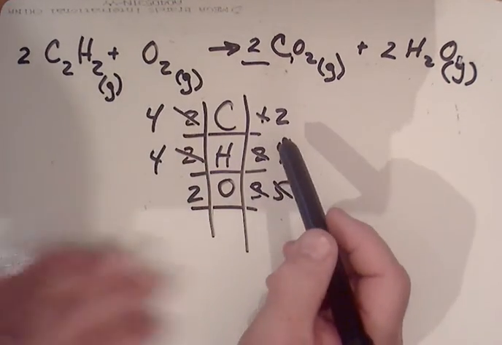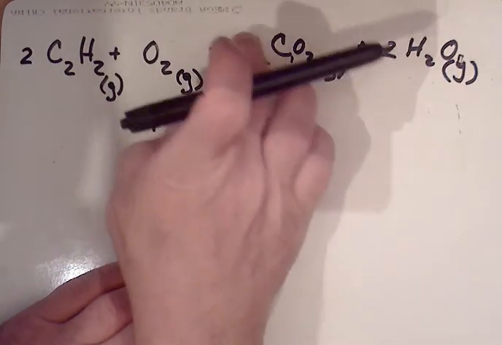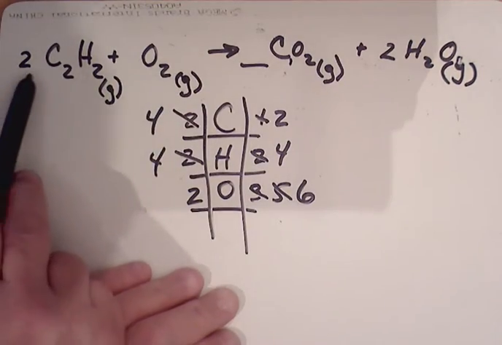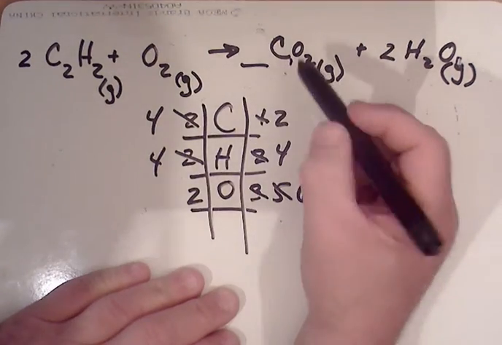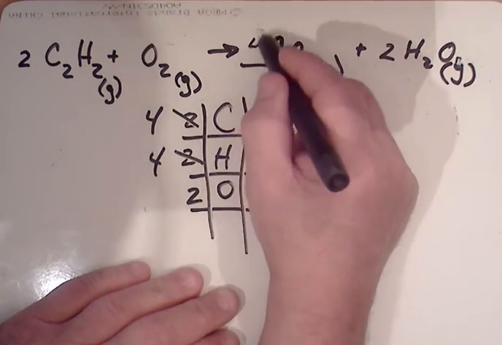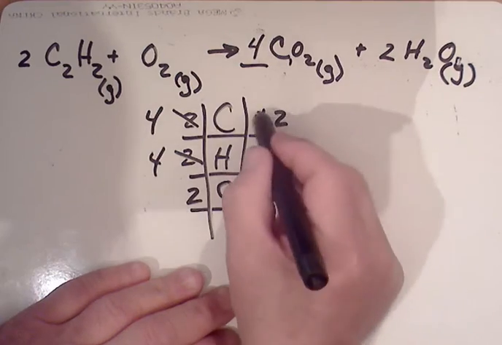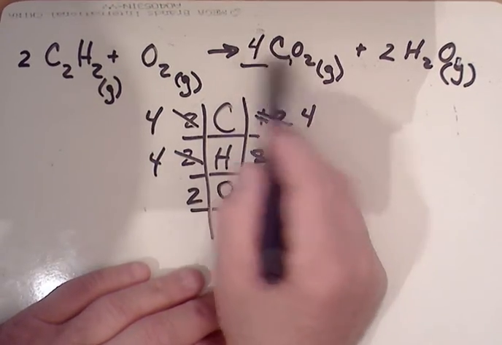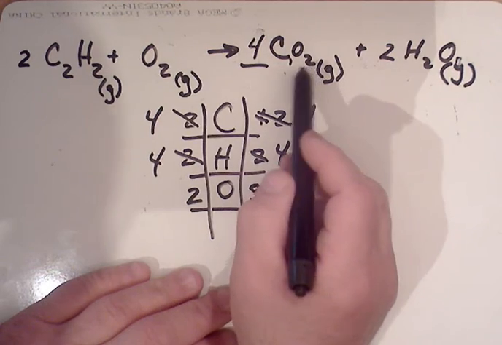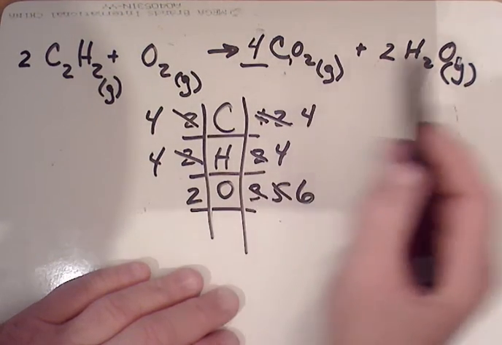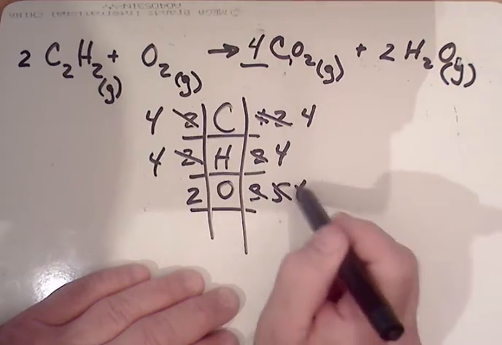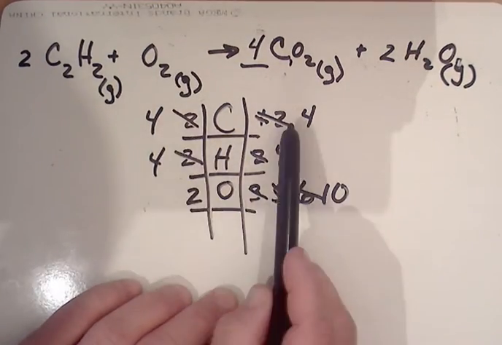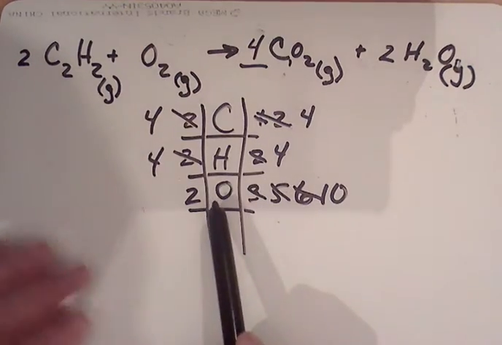Now I have to change this again so I have the same number of carbons, because I have 4 carbons on the reactant side. I need 4 carbons on the product side. So I'm going to have to put a 4 in front of there. 4 times 1 gives me 4. 4 times 2 is going to give me 8. But I also have 2 more over here. I have a total of 10 oxygens. So my carbons are balanced, my hydrogens are balanced, my oxygens are not.